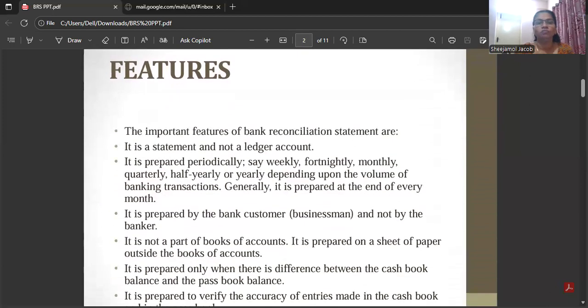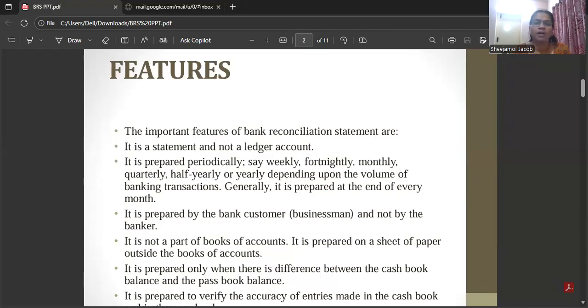What are the features of a bank reconciliation statement? The major features are, first, it is a statement and not a ledger account. Normally this is treated as a statement, not as a ledger account. It is prepared periodically, meaning weekly, fortnightly, monthly, quarterly, half yearly or yearly, depending upon the volume of banking transactions. Generally, it is prepared at the end of every month. The businessman or the customer prepares the bank reconciliation statement every month.